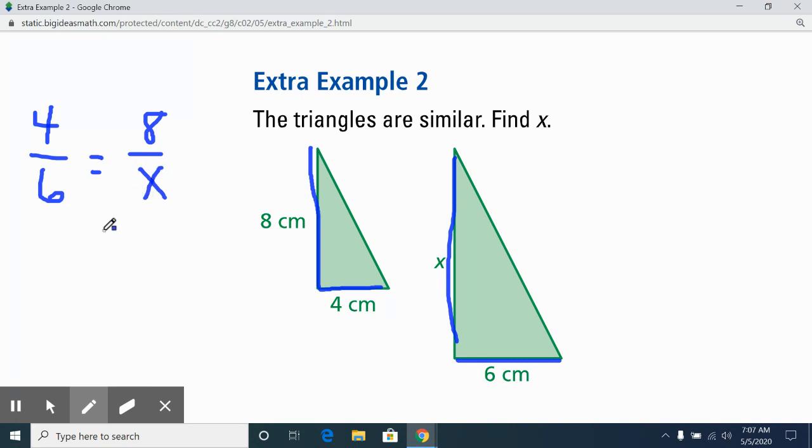I could cross multiply and solve this, but hopefully you're noticing, remember, these have to be equivalent fractions. To get from 4 to 8, I'm just multiplying by 2. So couldn't I do the same thing here and find x? Yes. So times 2 is going to give me what x equals, which would be x equals 12.